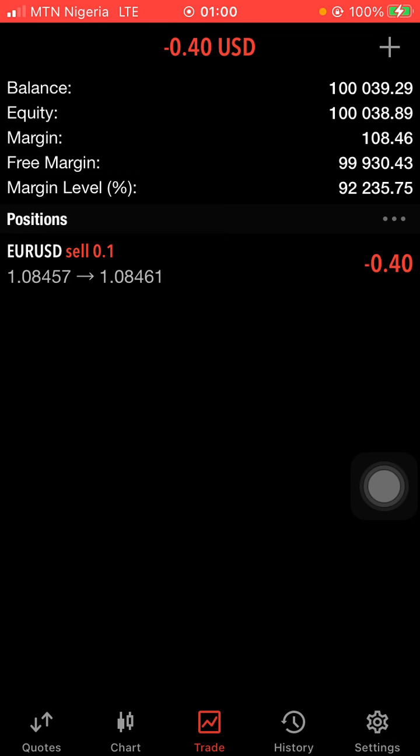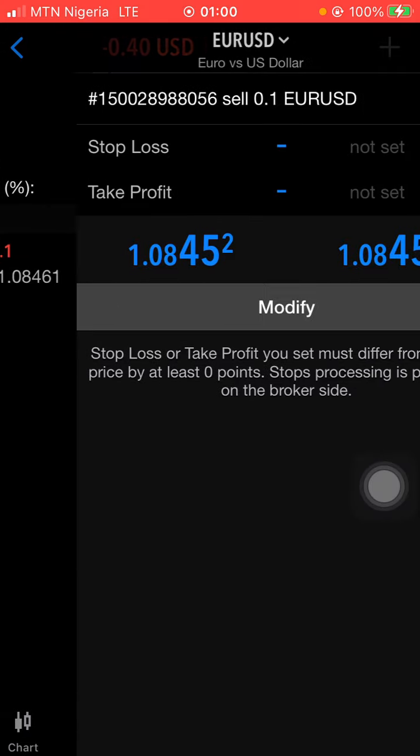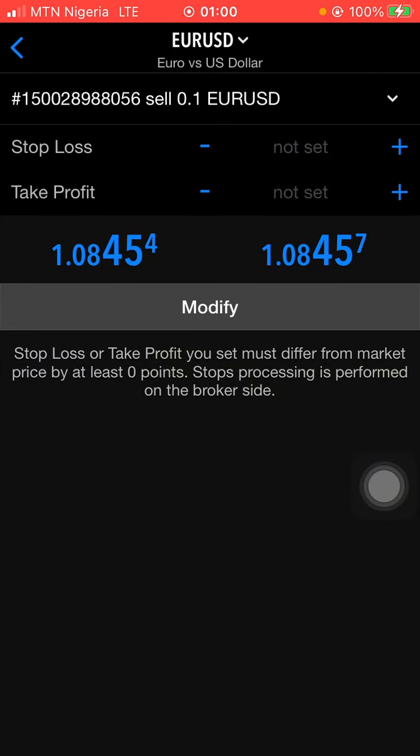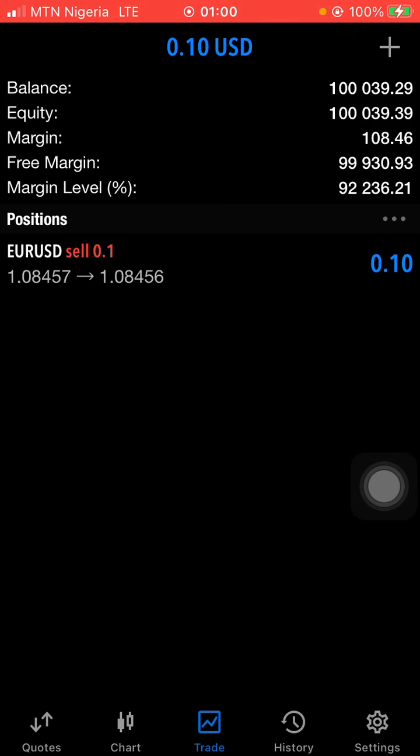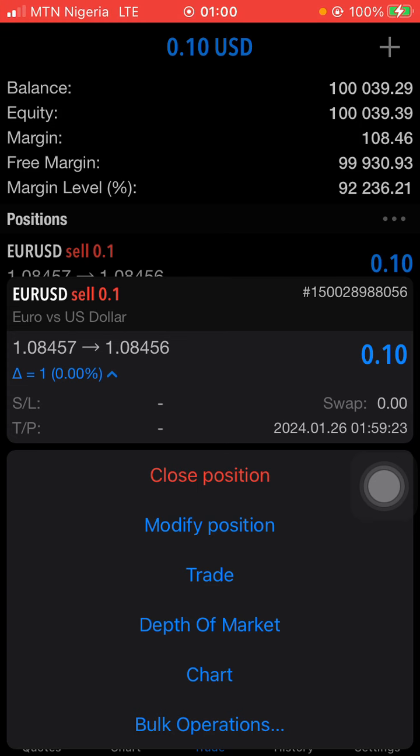So we are going to take a profit of 40 pips and a loss of about 10 pips. So we click on the USD again and click on modify position. Your take profit is 40 pips. Let's go back to check. This is 1.08457. So 457 in modify position.